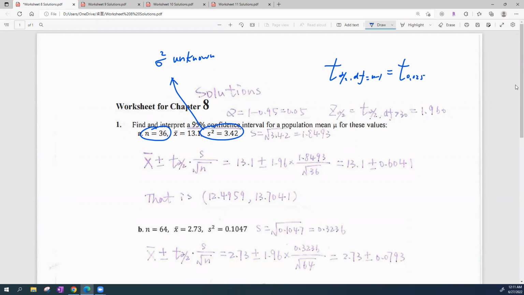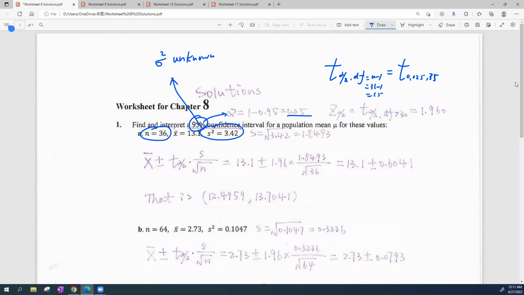because a 95% confidence interval gives us alpha equals 0.05, since 1 minus 0.95 is 0.05, and alpha divided by 2, which is 0.05 divided by 2, is 0.025. With degrees of freedom n minus 1, n is 36 minus 1, so 35.